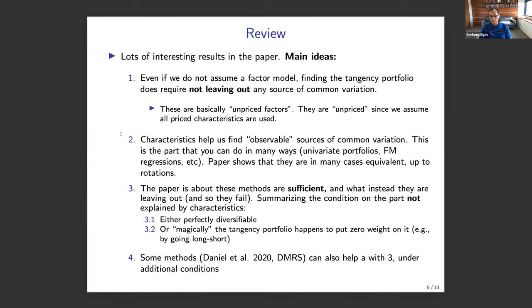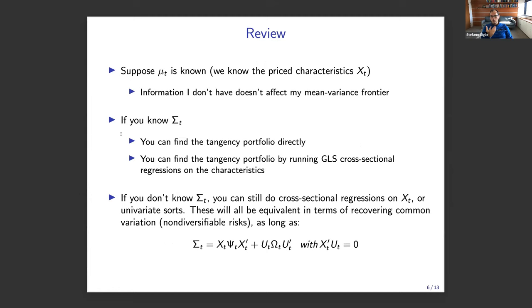I just want to give you one slide on one example formally, because I think it's useful to understand what the paper is doing. We are in a situation where we know mu_t, so the expected returns are given. If you also knew sigma_t, which is the covariance matrix of returns, you're done. You can find the tangency portfolio directly.